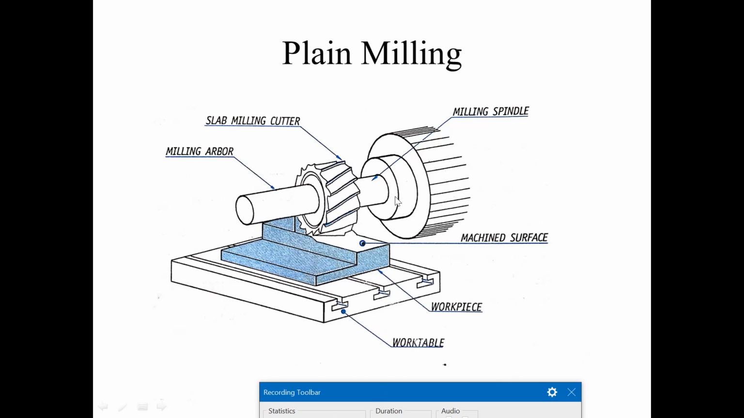Here, these are the different elements of a plain milling operation. We are going to call this one the milling spindle. It is a type of horizontal milling machine. This operation can be done in a horizontal milling machine. This is the milling spindle, and this is the slab milling cutter, and this is the milling arbor, within which the milling cutter is fixed. And this is the machined surface.